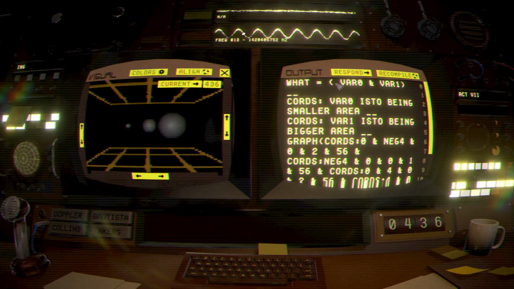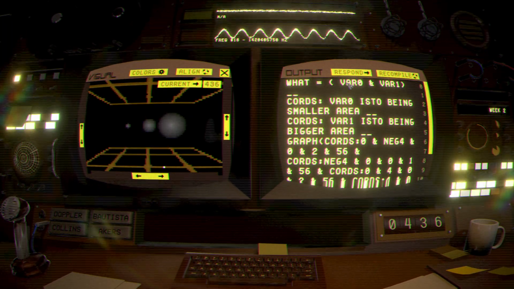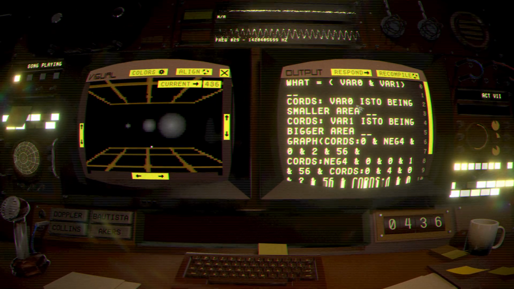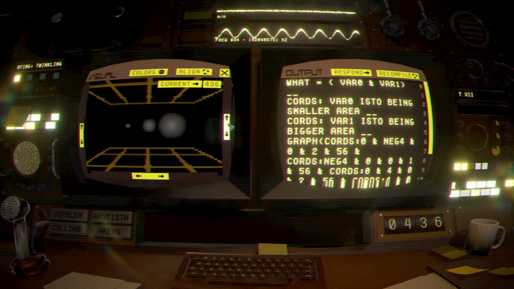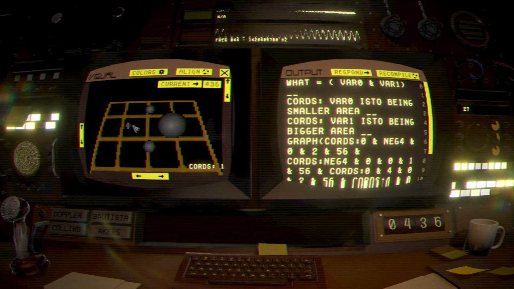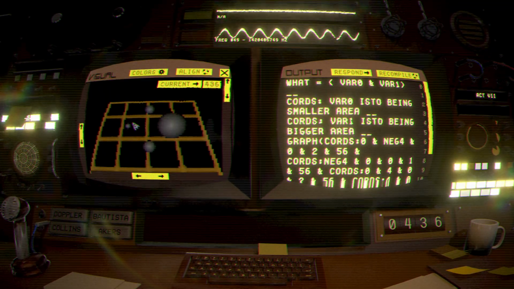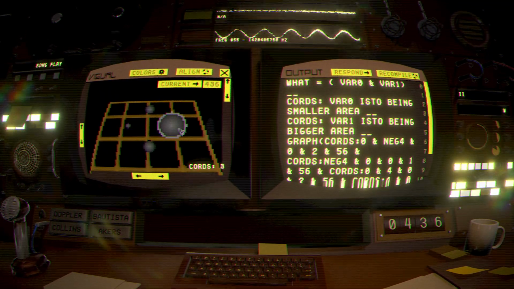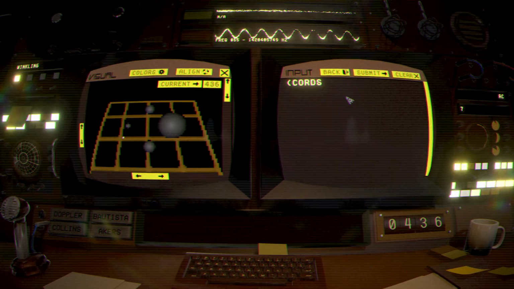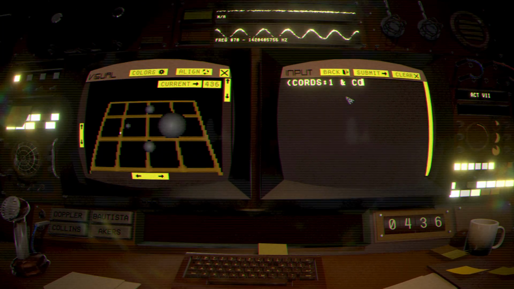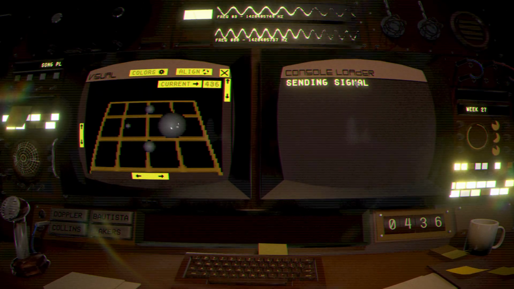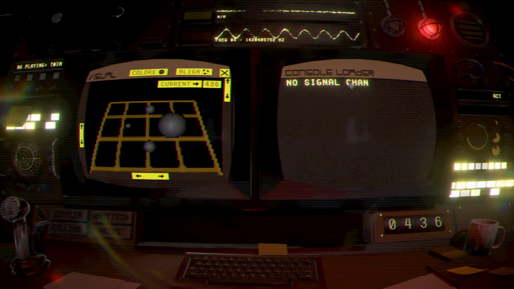All right. So what equals variable 0 and variable 1? So coords variable 0 is like being the smaller one. What's the smaller one? What's the bigger one? You want coords 1 and coords 3? Okay. No.